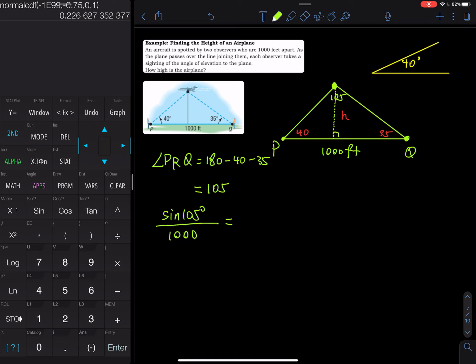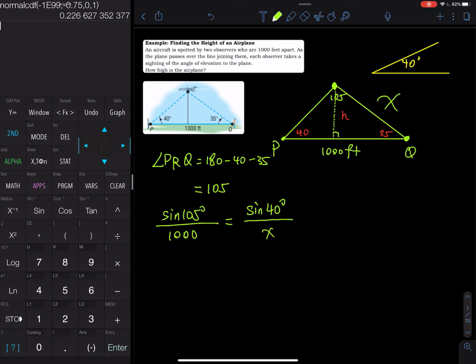And then, what are we looking for? How high is the airplane? I cannot find h right now. So how about this: let's find one of the sides, this side x. Then I will cut it into a smaller triangle and use SOHCAHTOA to find the height. X is facing the 40 degree angle, so this is sine of 40 degrees divided by length x, and then you solve for x.